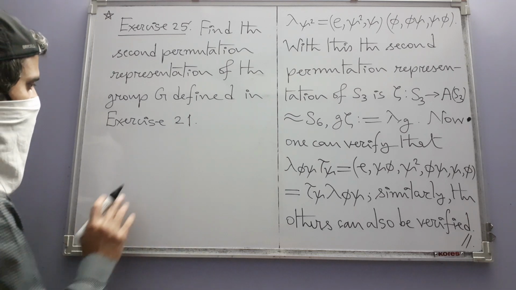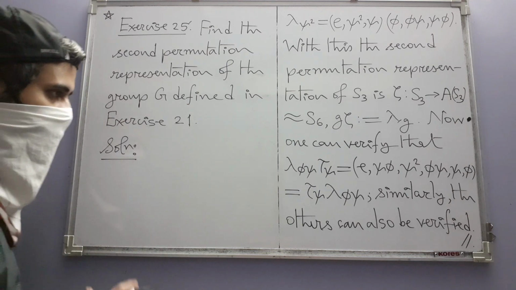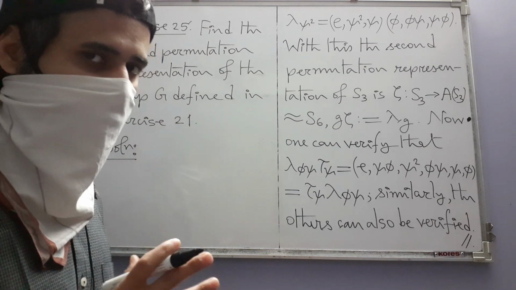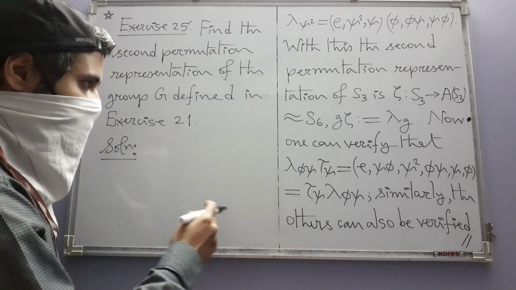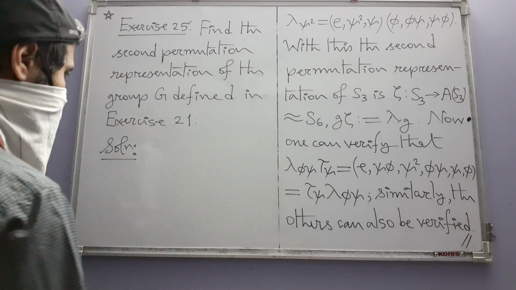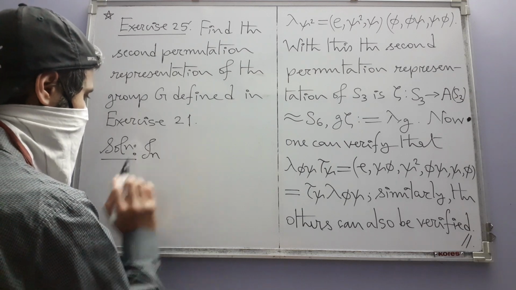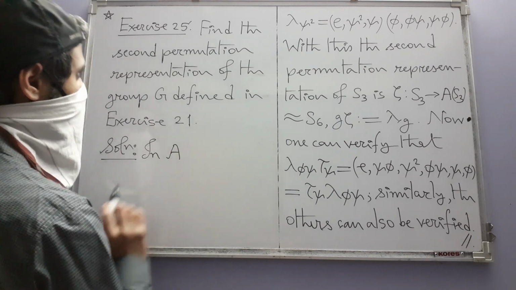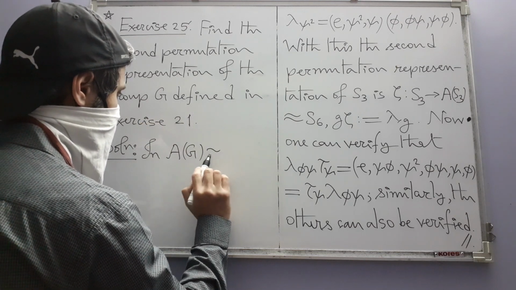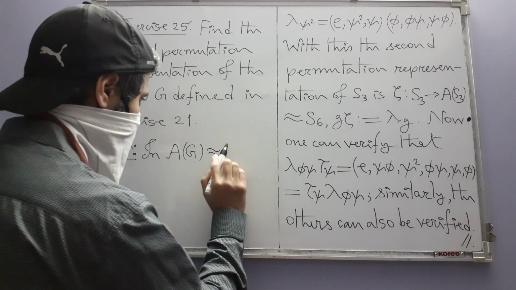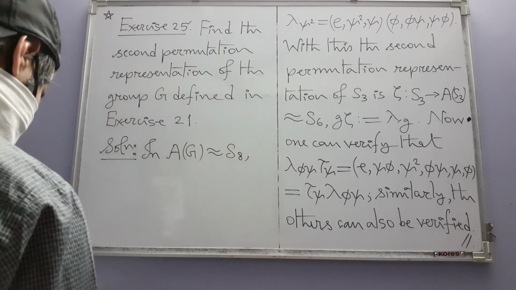And if you go back to exercise 21, you will see that this group is that group of quaternion units. It's that 8th order group having those elements E, theta, A, B, C, theta A, theta B, theta C. So we just simply directly write in A of G, it has been given a name, A of G, which is isomorphic, because there are 8 symbols, to S8. So in S8 we have these calculations.